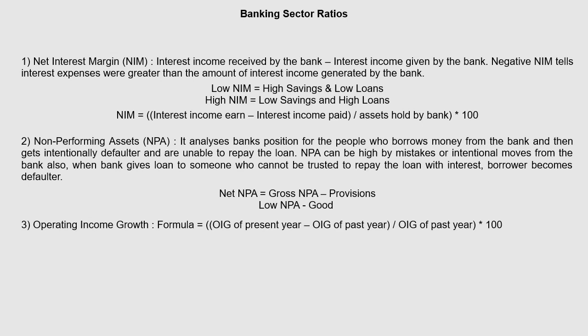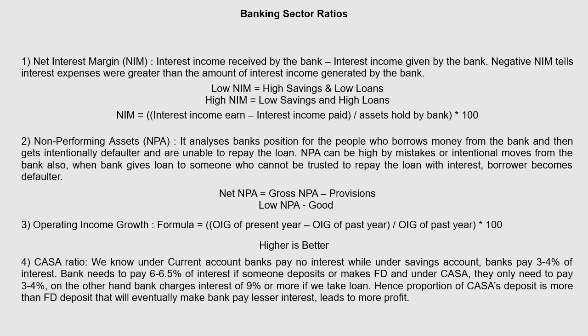Third is operating income growth. Operating income growth is equal to operating income of the present year minus operating income of the past year, divided by operating income of the past year, into 100. The higher the operating income growth ratio, the better.